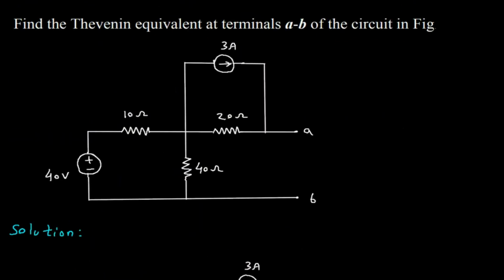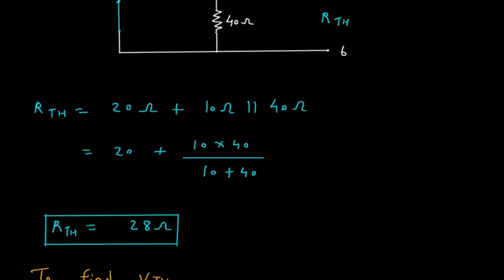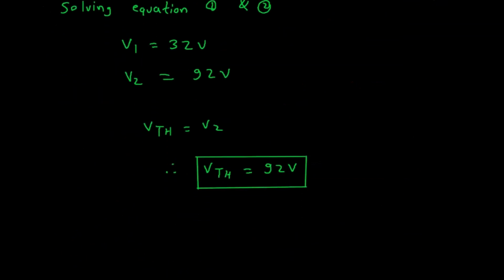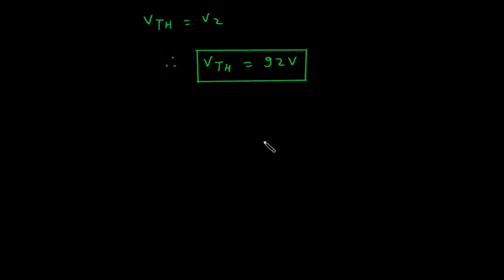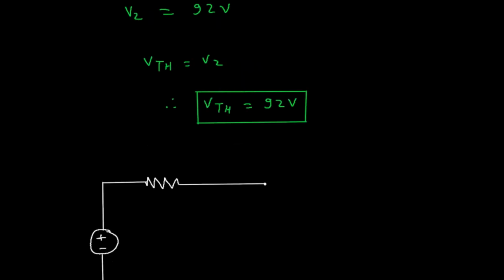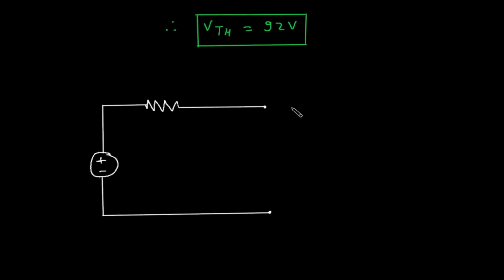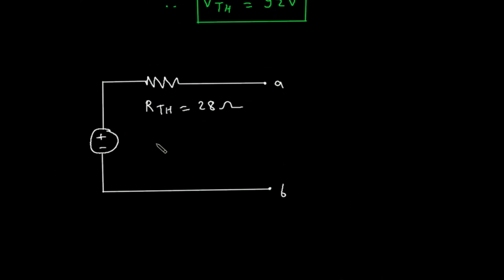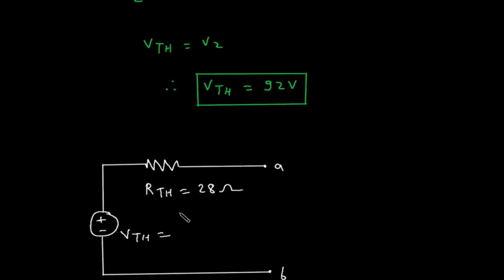What we have to find? We have to find the Thevenin equivalent at terminals AB of the circuit. So to find the Thevenin equivalent circuit, we need RTH, which is 28 ohm, and VTH, which is 92 volt. Its Thevenin equivalent circuit will be Thevenin's resistance in series with Thevenin's voltage. This will be positive, this will be negative. This is terminal A and B. So this is A, this is B, this is RTH, which is equal to 28 ohm. And this is VTH, which is 92 volt.